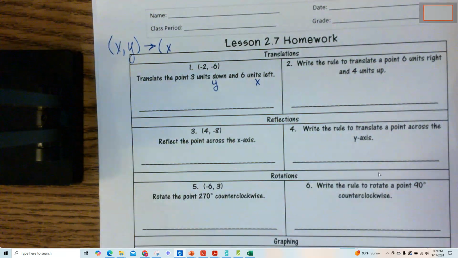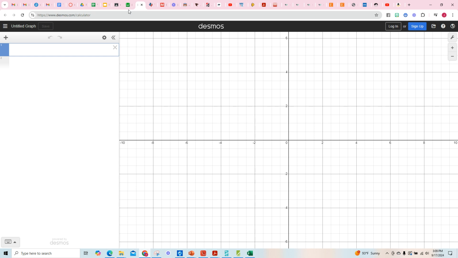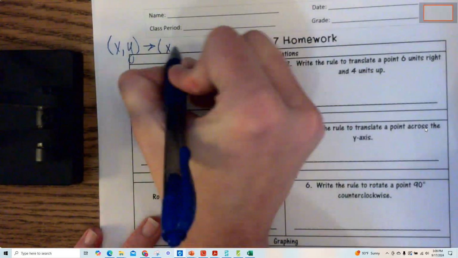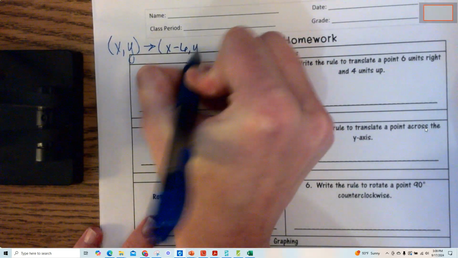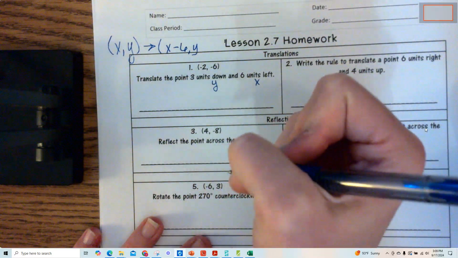Subtract. So think about what a graph looks like, right? And if I'm going left, those values are getting smaller. So that's kind of how you can tell. If they're getting bigger, you're adding. Okay? And then the y. If I go 3 units down, am I adding to the y or subtracting from the y?